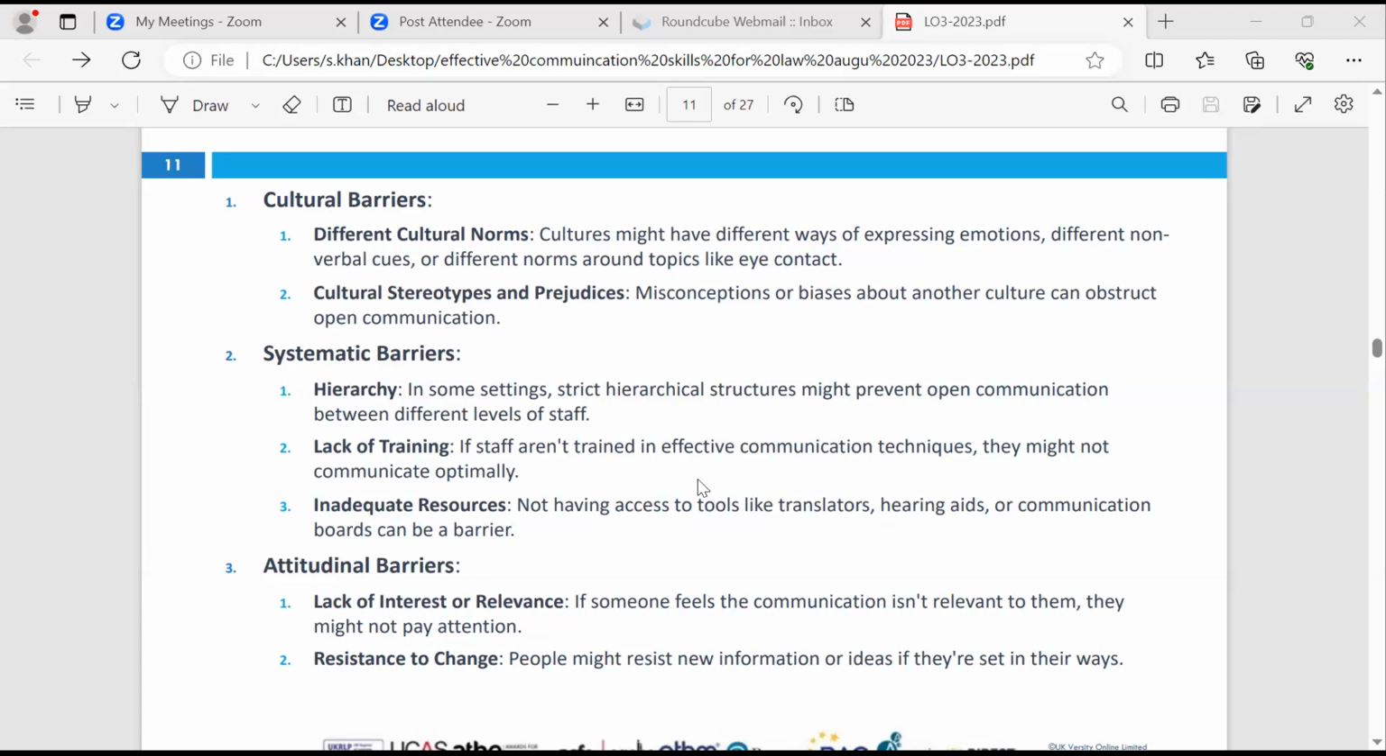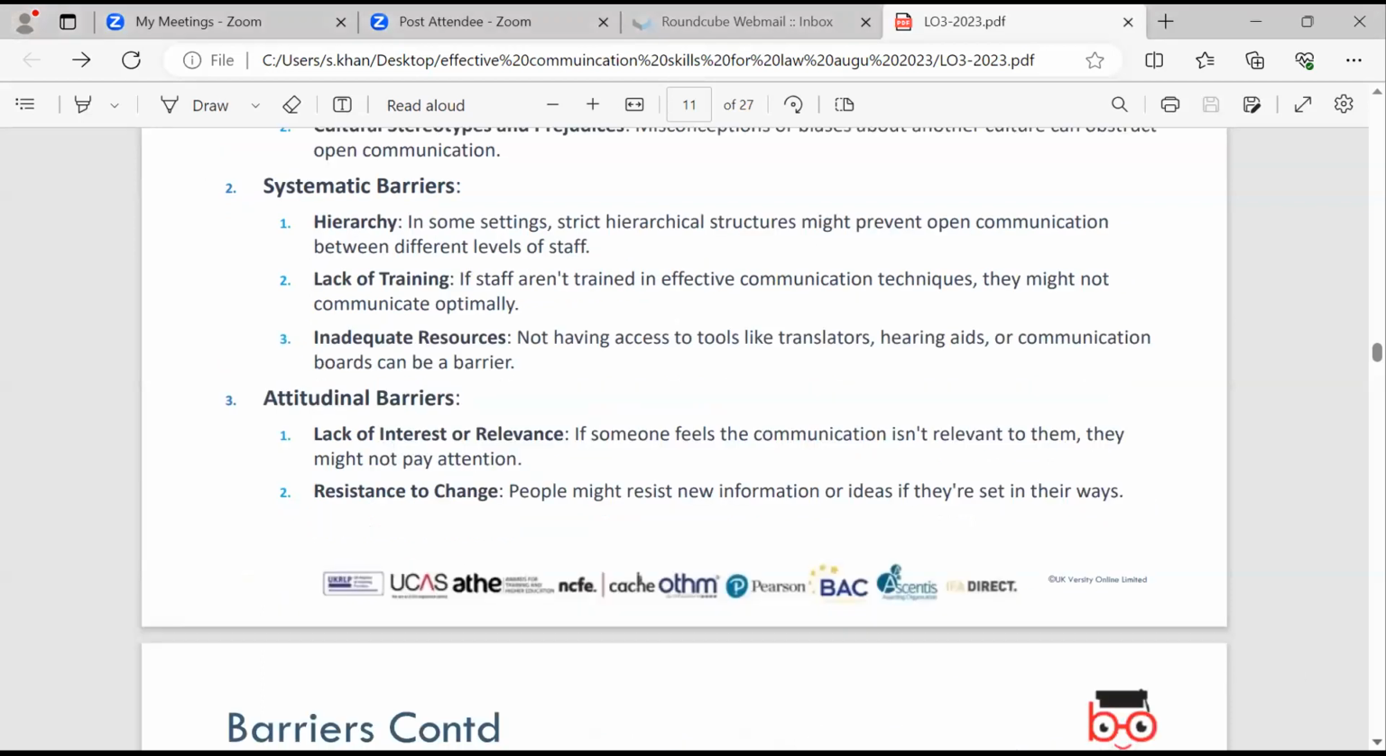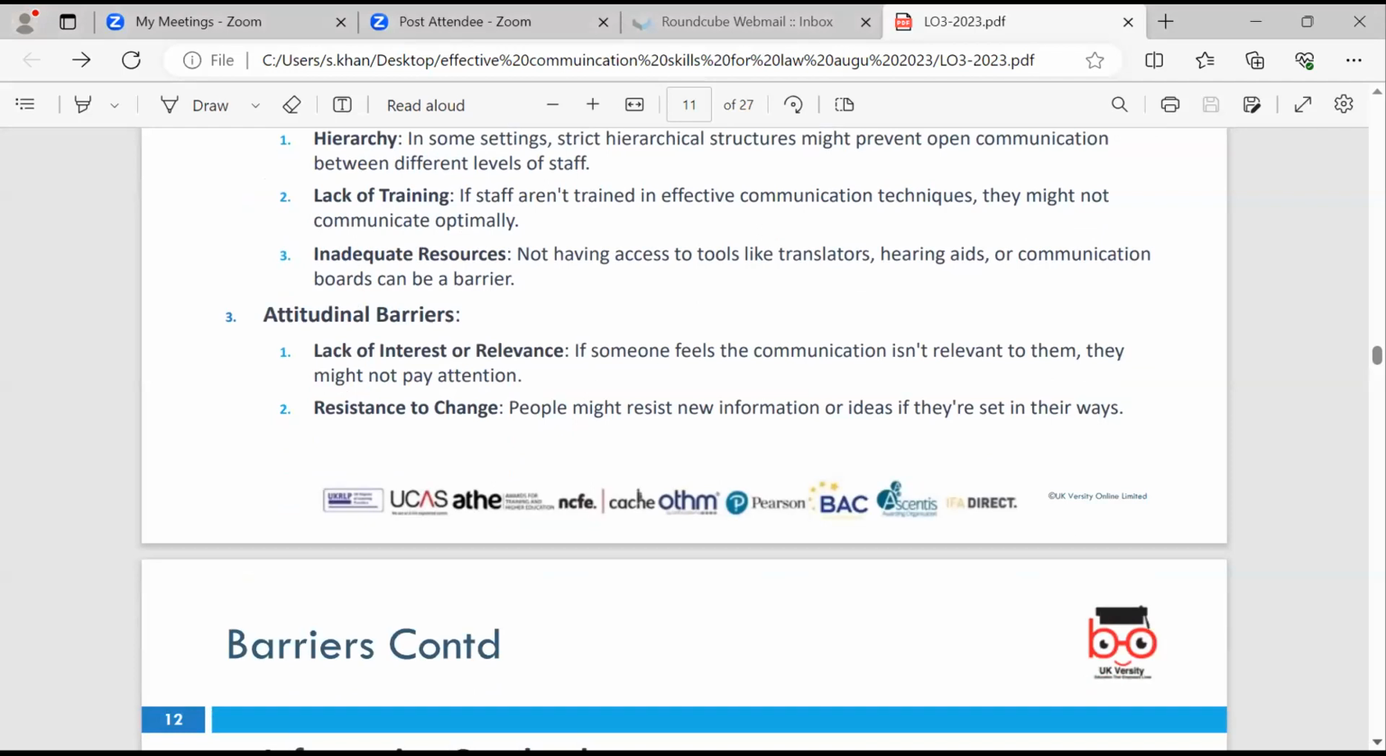Lack of training. Staff who aren't trained in effective communication techniques may not be able to communicate optimally. Inadequate resources. Not having access to tools like translators, hearing aids, or communication boards can be a barrier. Attitudinal barriers. Lack of interest, relevance. If someone feels the communication isn't relevant to them, they might not pay attention. Sometimes you get people that have an attitude when they're talking to you. And resistance to change. People might resist new information or ideas if they're set in their ways.